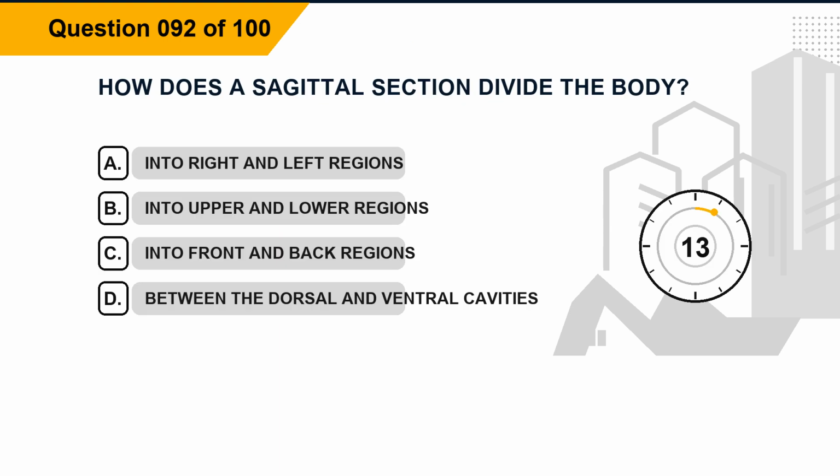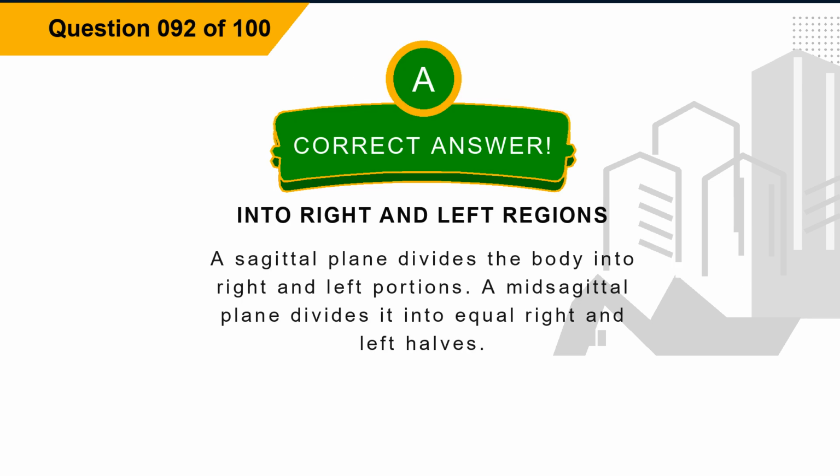Question 92. How does a sagittal section divide the body? Option A, into right and left regions. Option B, into upper and lower regions. Option C, into front and back regions. Option D, between the dorsal and ventral cavities. The correct answer is option A, into right and left regions. Explanation: a sagittal plane divides the body into right and left portions. A mid-sagittal plane divides it into equal right and left halves.